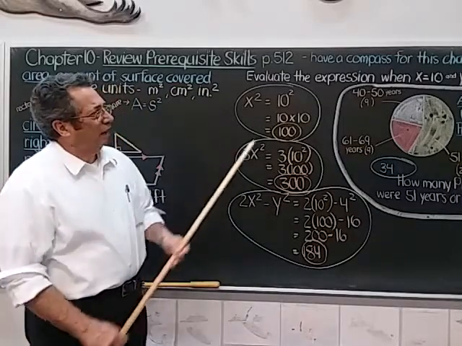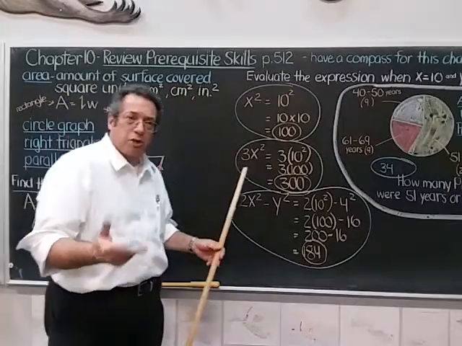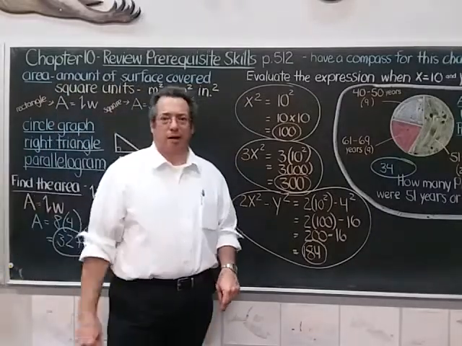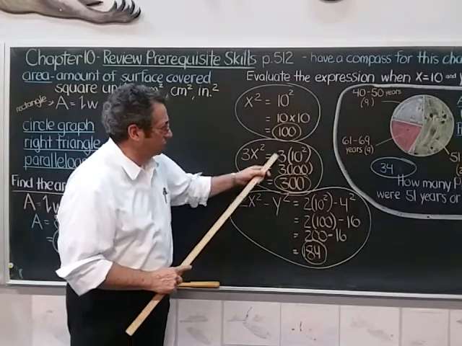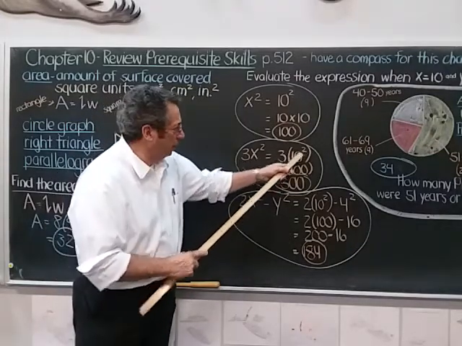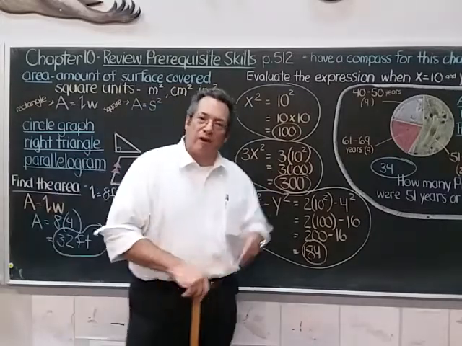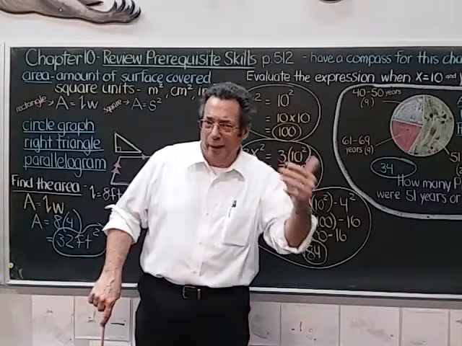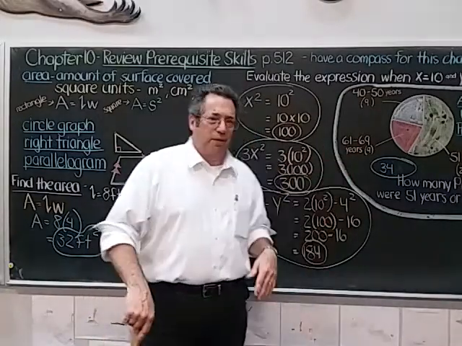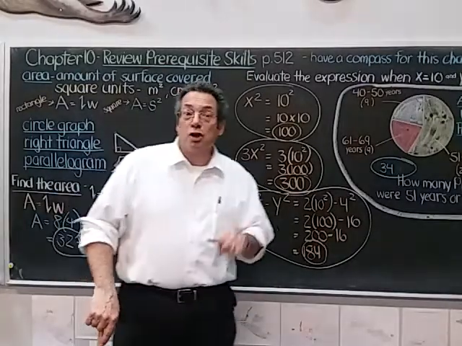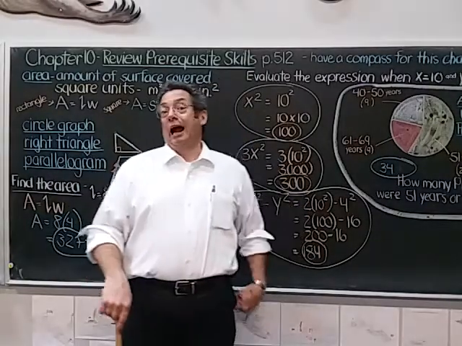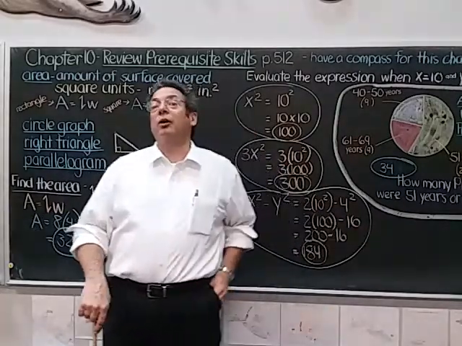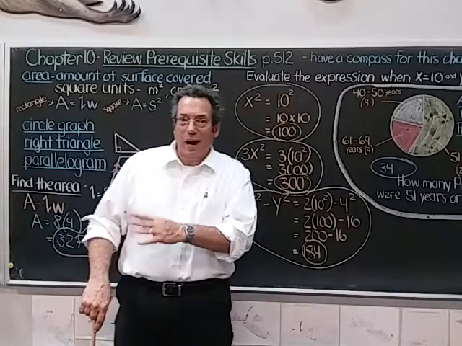How about this one? How about evaluate the expression when x equals 10 and y equals 4? How about 3 times x squared? Well, I'm going to write 3 times x squared equals 3 times x, which is 10 squared. All right? Now, let's go over the order of operations. First off, the first thing you do is solve what's in the grouping symbols, right? Parentheses and those kinds of things. Secondly, evaluate powers. And then thirdly, you multiply and divide from left to right. And then what do you do as the last thing? You add or subtract left to right.